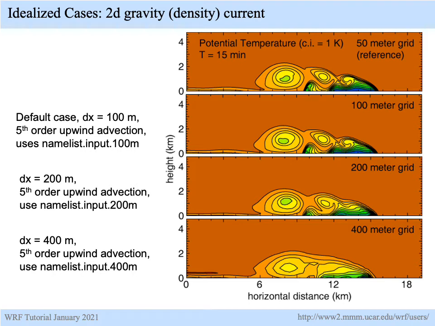Here are the results at the final time in this simulation for 4 different grid spacings. You can see the coarse grid solution looks not very well resolved compared to the finer grids that are shown in the upper panels. By the time we get to 50 meters, the solution is fairly well converged. You can still see some differences between 100 and 50, but those differences in the solutions are very, very small. All of these test cases can be run from namelist.input files that exist in that test subdirectory. So you can reproduce the results you see here.